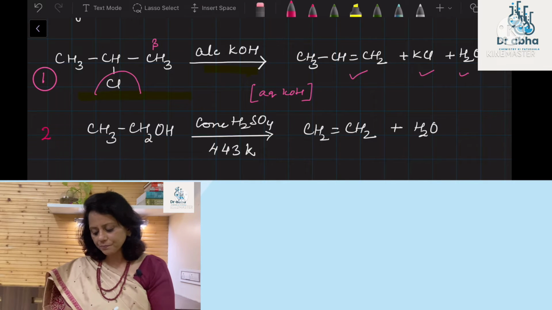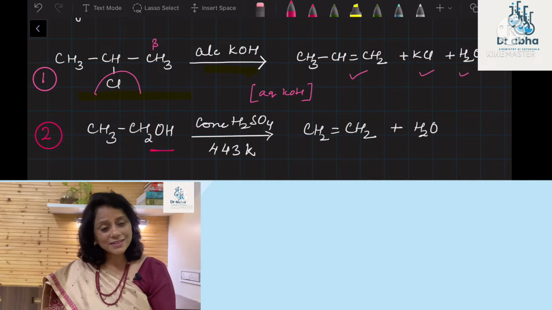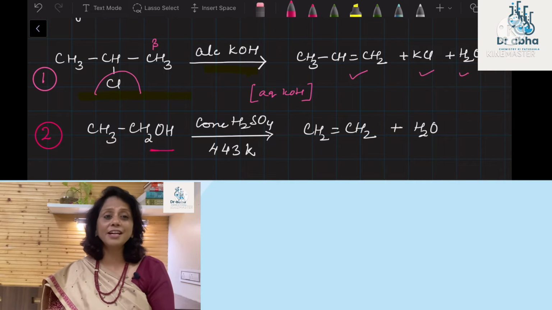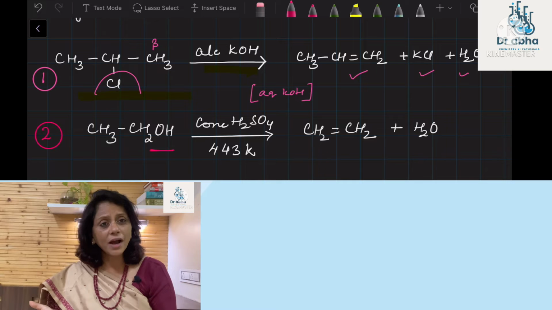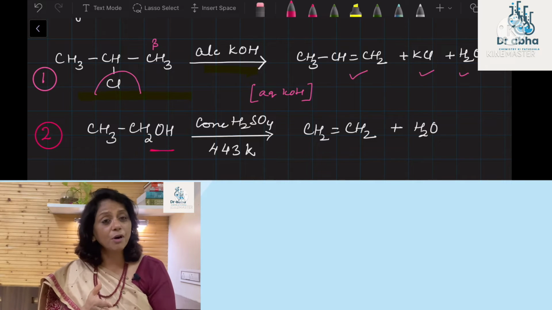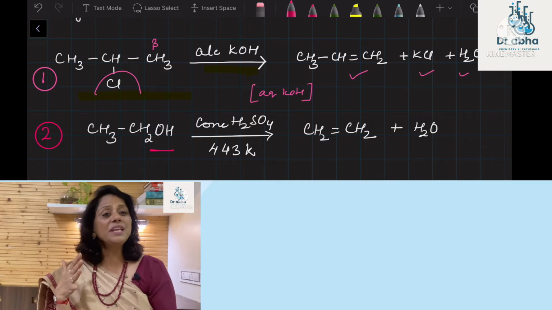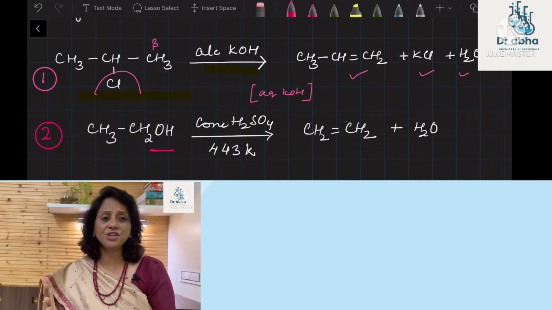If you look at the second one, alcohol, right? So alcohol also undergoes elimination in the presence of conc H2SO4 and very high temperature, 443 K. Why do we require high temperature? Because we need to break the bonds. We need to break the single bond so as to make a multiple bond. So we need high temperature and pressure.